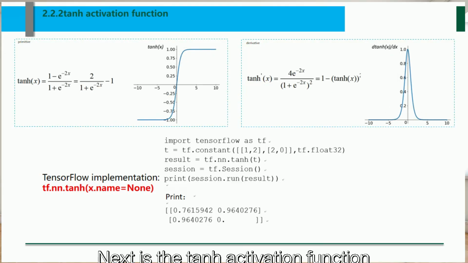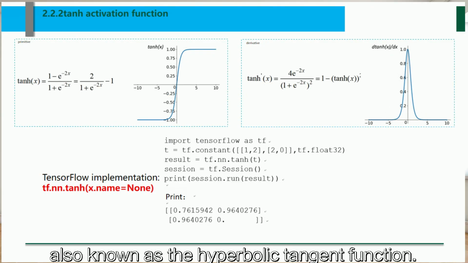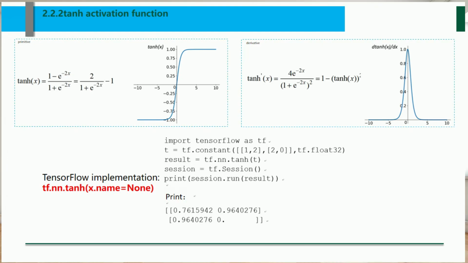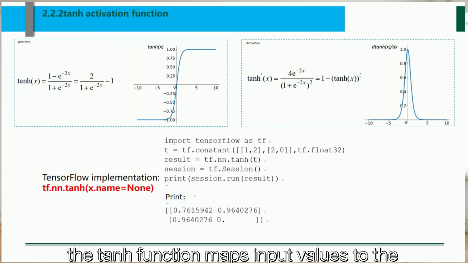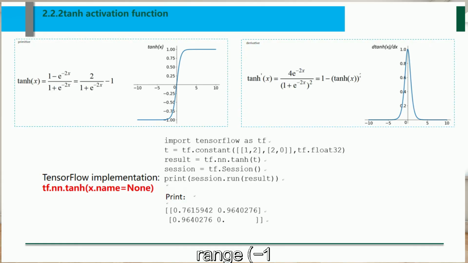Next is the tanh activation function, also known as the hyperbolic tangent function. Its mathematical formula is tanh x equals e to the power of x minus e to the power of negative x divided by e to the power of x plus e to the power of negative x, which can also be written as 1 minus e to the power of negative 2x divided by 1 plus e to the power of negative 2x. Both forms are equivalent. Unlike sigmoid, the tanh function maps input values to the range -1 to 1, which is a key difference.